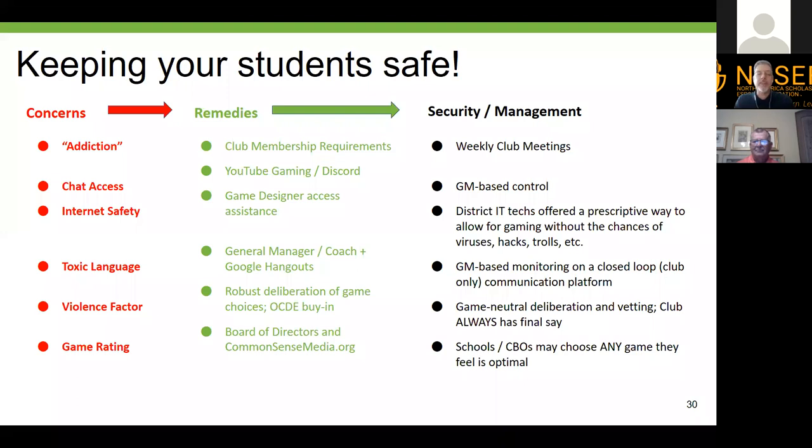On the left-hand side of the screen, you see things in red. These are the 6 top questions that I'm often given when I walk into these meetings, dealing with anywhere from, what about addiction? Are esports addictive? Don't they make little murderers out of kids if you're playing games with guns?